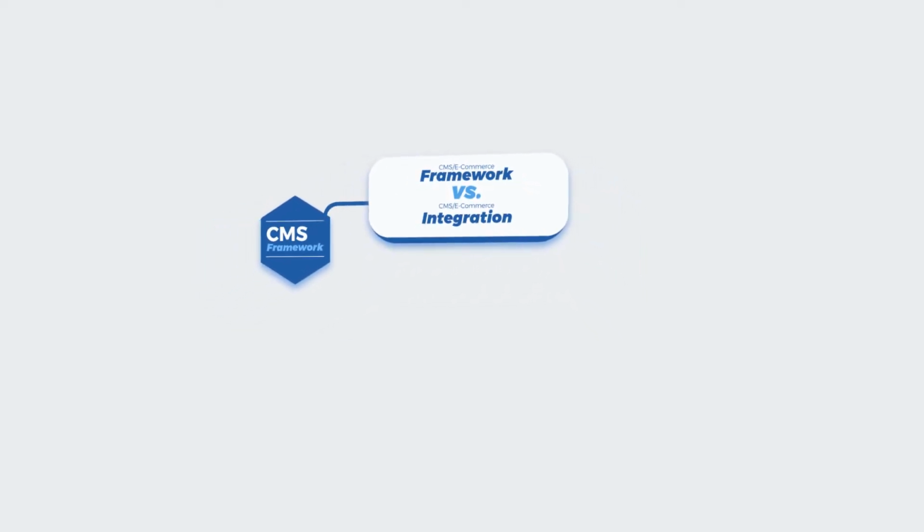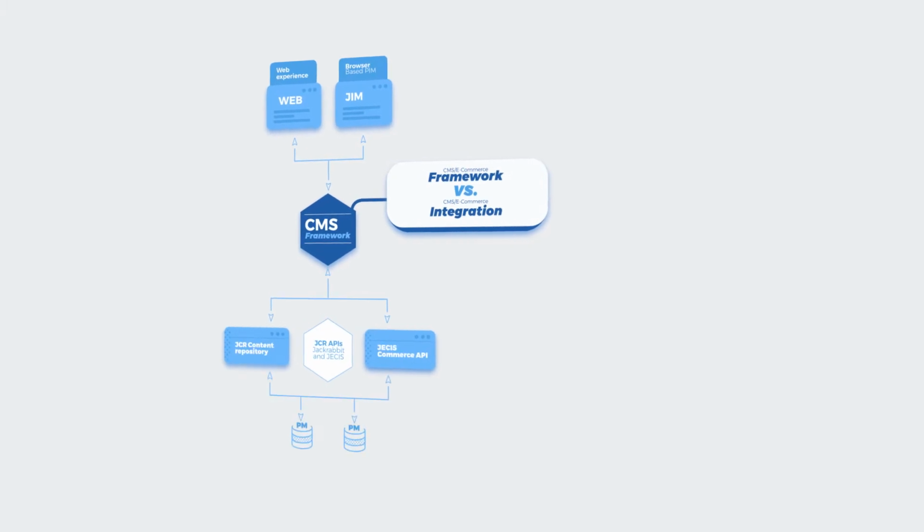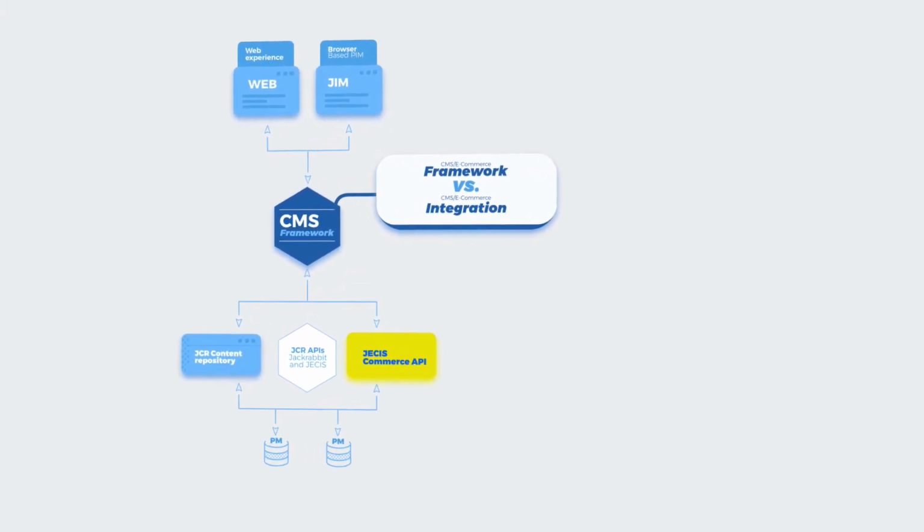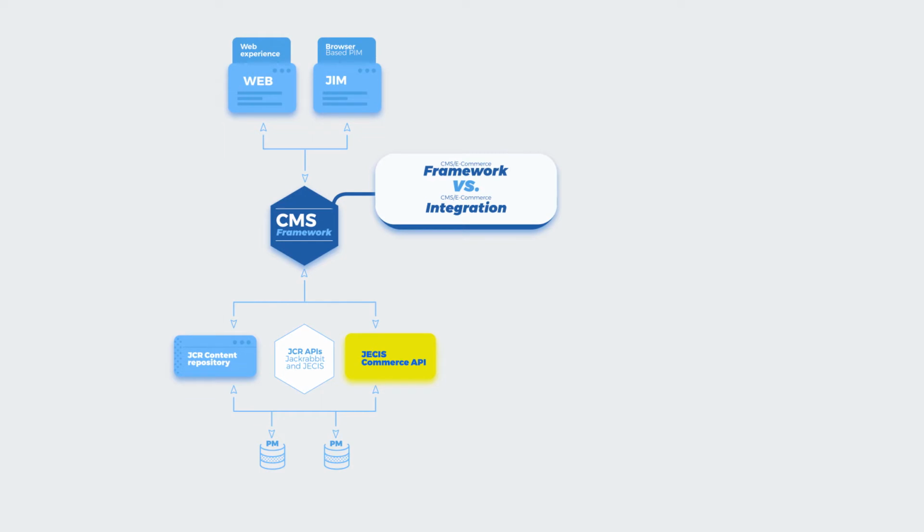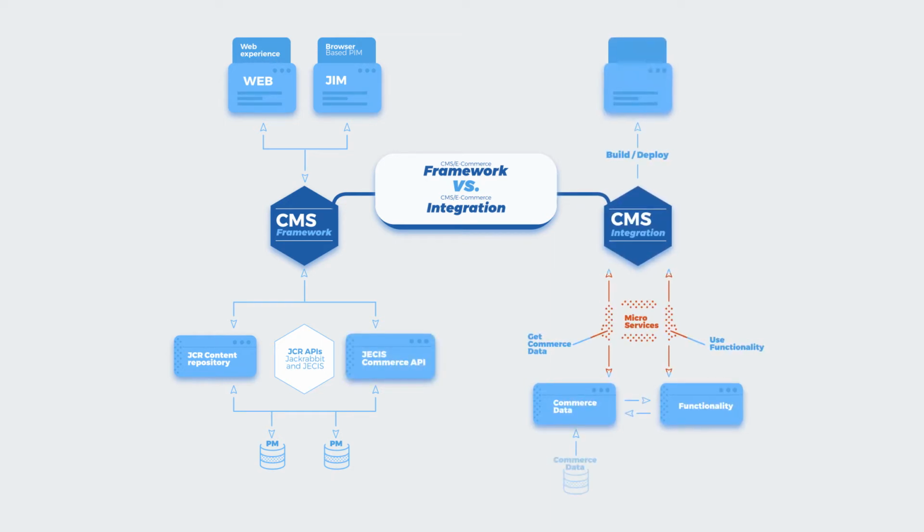Let us briefly compare the two concepts, CMS/commerce framework with a CMS/commerce integration. JECIS has all the e-commerce functionality within the JECIS API. The API is used in templates and components. Developers access the JECIS API the same way they access the JCR content repository or other embedded CMS functionality. In an e-commerce integration, the CMS can only reach the functionality through microservices. In an e-commerce solution, the commerce data is buried at the bottom of the software stack and can only be accessed through microservices or the commerce engine.